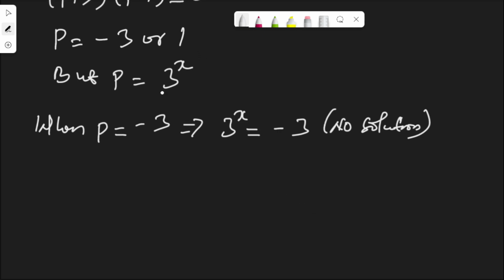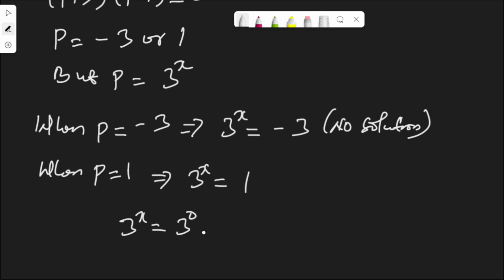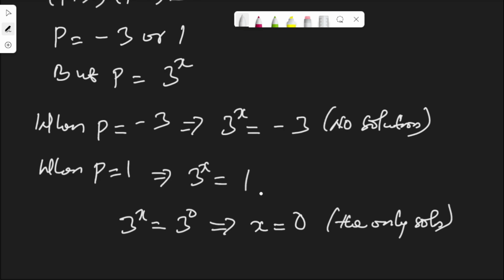So let's check the other value of p. When p is equal to 1, it implies 3 to the power of x is equal to 1. And 1, we can write that as 3 to the power of 0, since any number raised to the power of 0 is 1, which implies x is equal to 0. x equal to 0 is the only solution to this equation. The only solution.